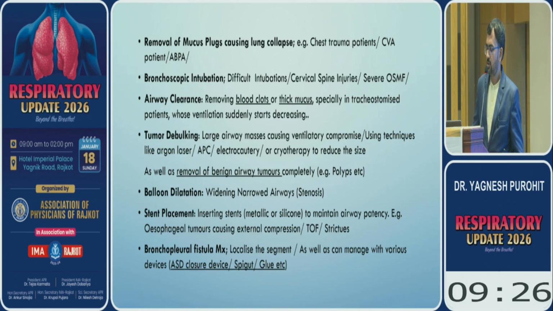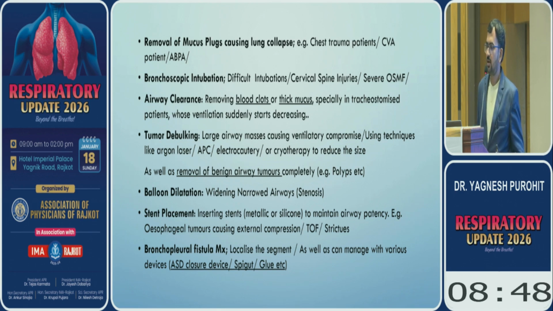Then in cases of lung collapse because of mucus plugs, especially in chest trauma patients or in stroke patients, generally the respiratory movements become decreased. So many times the mucus secretions remain there and cause lung damage. So we can remove the mucus plug using the scope. Then in difficult intubations, especially in cervical spinal injuries or when the patient has severe submucous fibrosis, we can easily do the nasal bronchoscopic intubation.